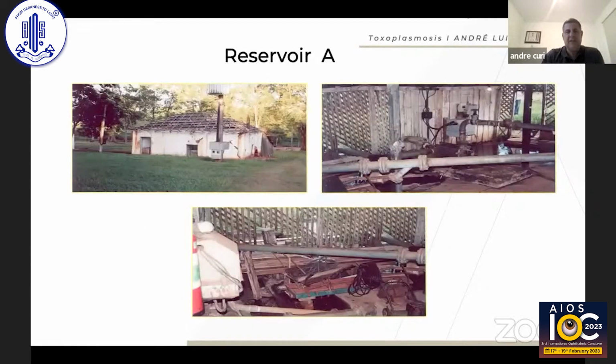So this is another place in Brazil that had an outbreak in the 90s, showing the water reservoir for a part of the city. And there are a lot of cats playing in this area, and half of the city was infected by toxoplasmosis.